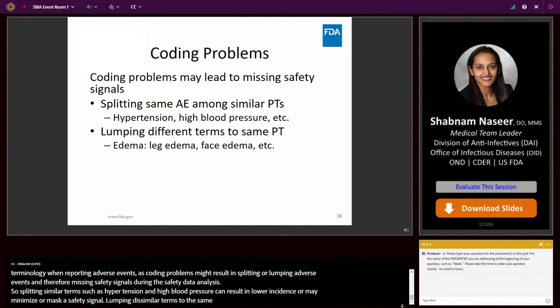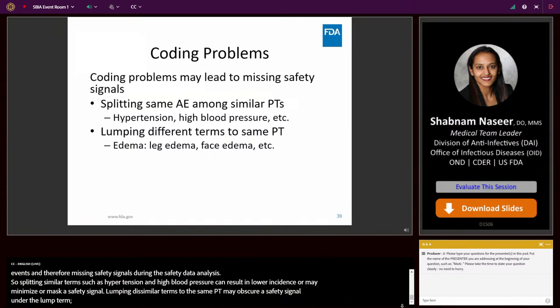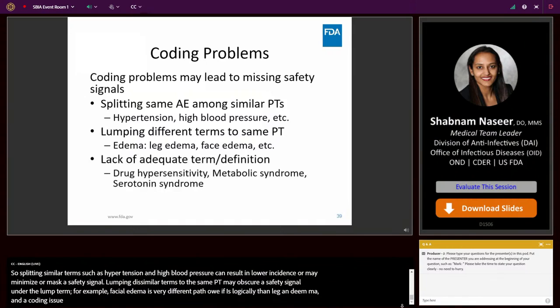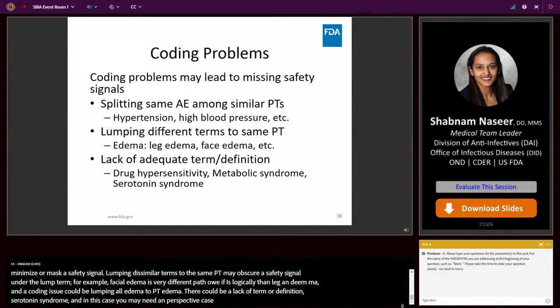For example, facial edema is very different pathophysiologically than leg edema, and a coding issue could be lumping all edema to the PT edema. In the third category, there may be a lack of an adequate term or definition to represent a syndrome of interest, such as serotonin syndrome, and in this case, you may need a prospective case definition if the syndrome is not well characterized by a single term.